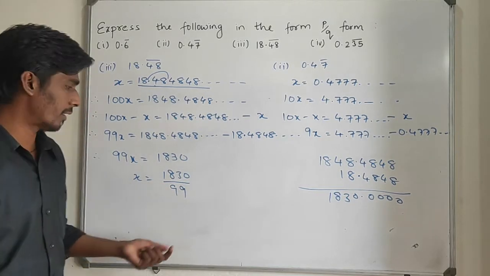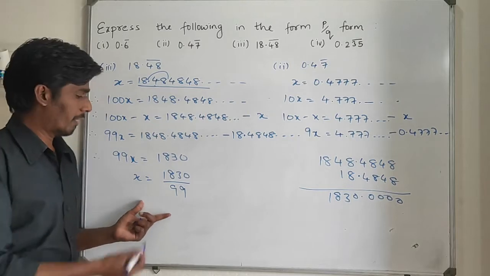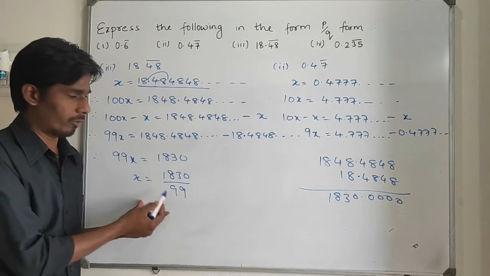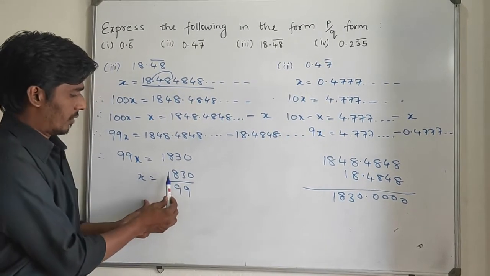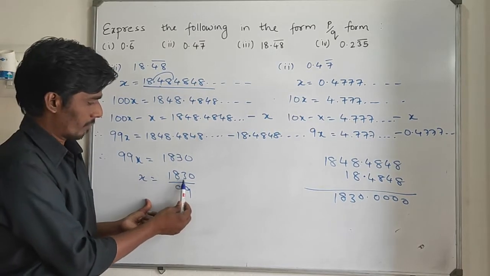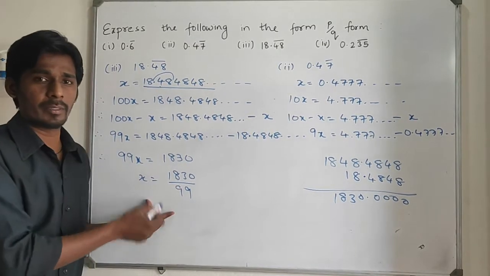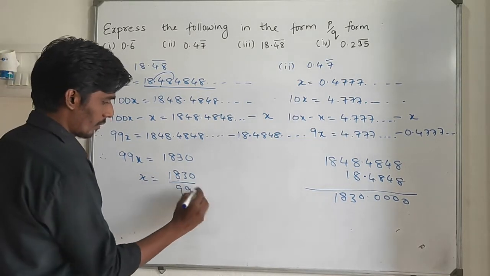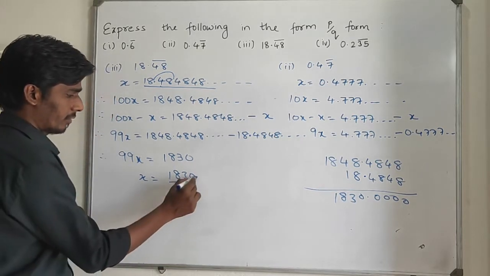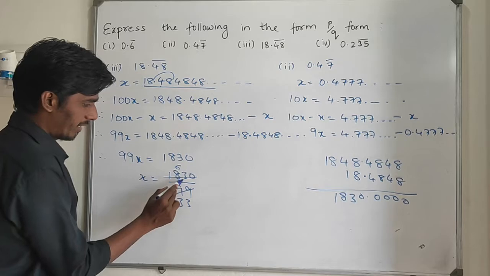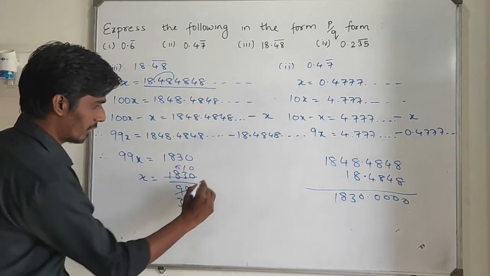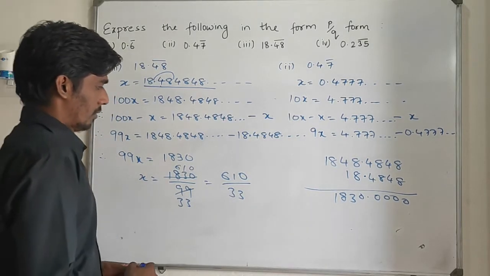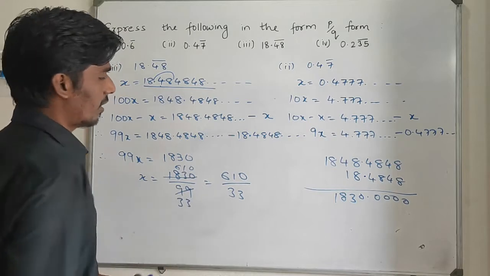This is a rational number which we got, and if it is reducible, we have to reduce it. Even if you write the answer up to this in an exam or paper, it will be correct only, but if it is reducible, we have to reduce it. In 99 and in 1830, 1 plus 8 is 9, 9 plus 3 is 12. We know the divisibility test of 3. So this number is reducible by 3. So cancel it by 3. 3 3s are 9, 3 3s are 9. 3 6s are 18, 3 1s are 3 and 0. How much did I get here? 610 upon 33. Now this is not reducible. So this is our final answer.